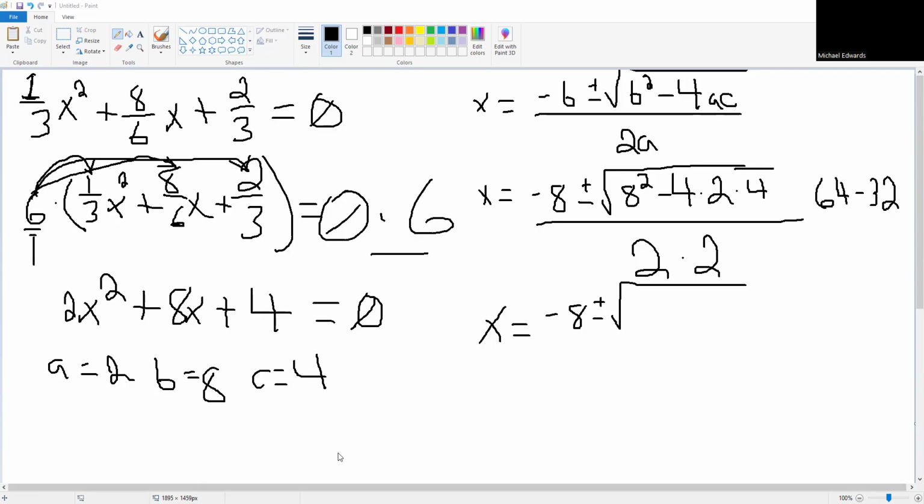All right, so we know 32 goes under here, and 4 will go here because it's 2 times 2. Is 32 something that'll come out of a square root? No, it's not. So how do we solve this? Or what do we do with it once we find this?